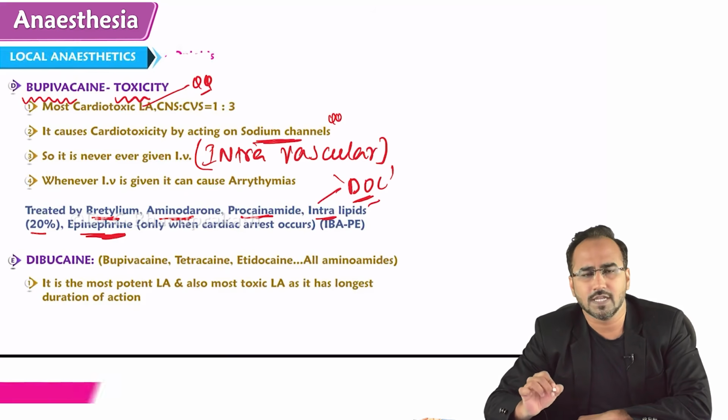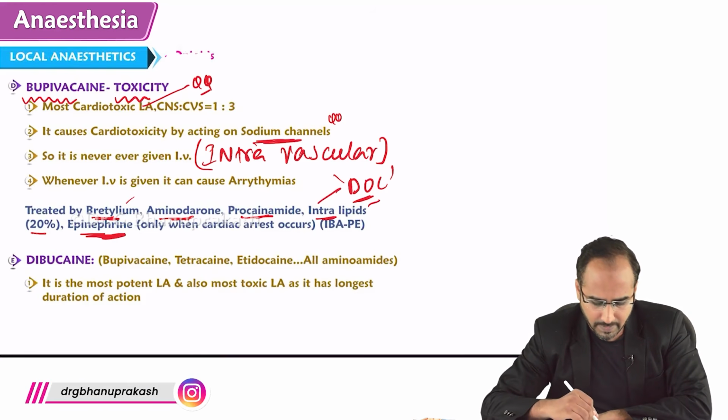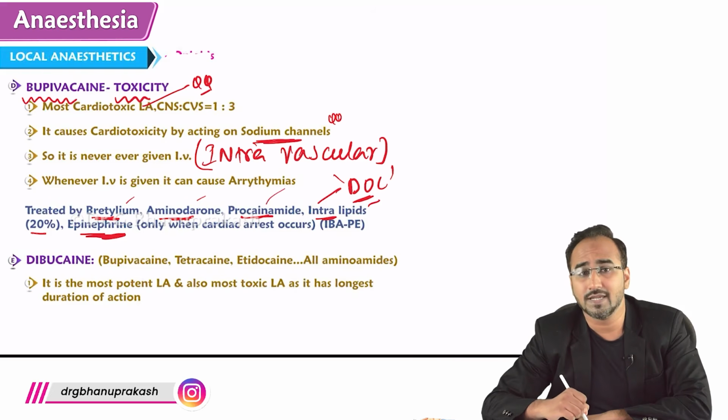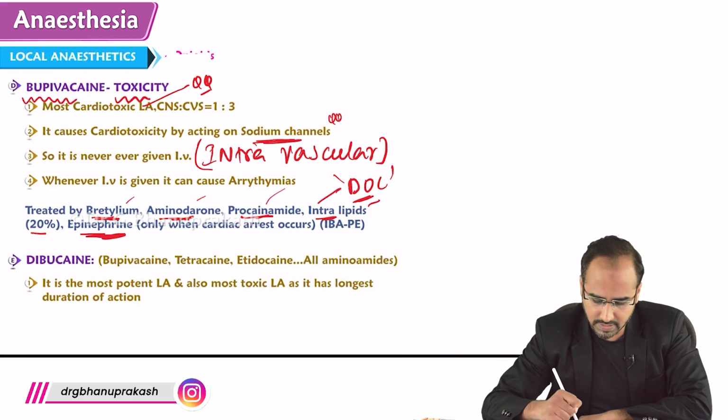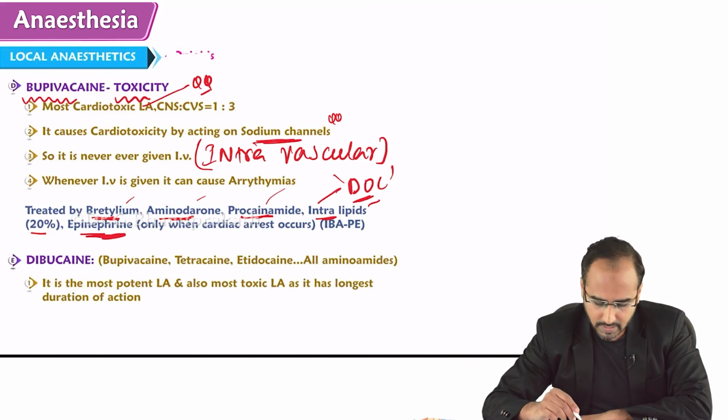Apart from that, we can give what? We can give the supporting management, which includes bretylium, amiodarone, procainamide. These are antiarrhythmic drugs. But the drug of choice remains what? Intralipid, 20% intralipid solution. Right.